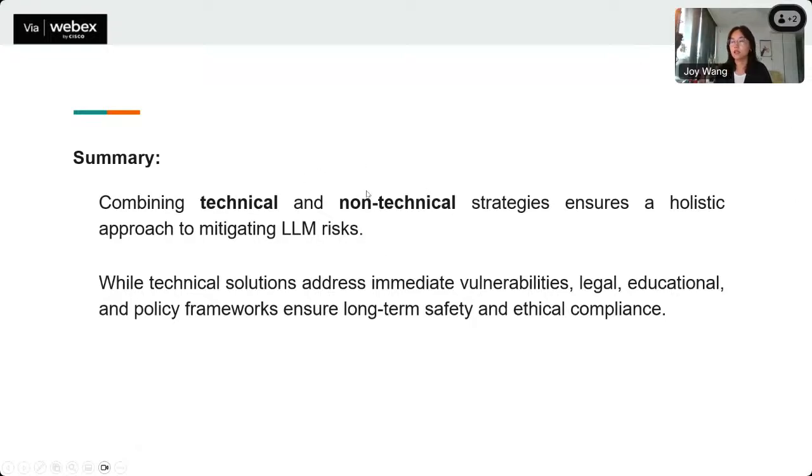To summarize this part, when we consider AI safety and risk mitigation, it's very important to combine technical and non-technical strategies to ensure a comprehensive approach to mitigating large language model risks. Although technical solutions can immediately address vulnerabilities, legal solutions, education, and the policy framework are also very important parts to ensure long-term safety and ethical compliance.